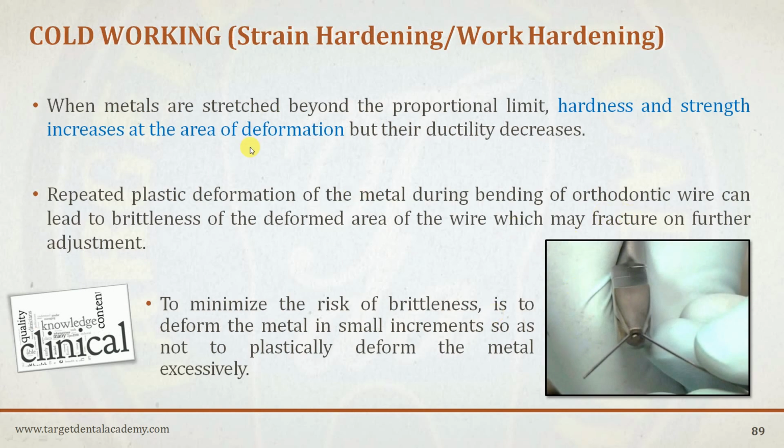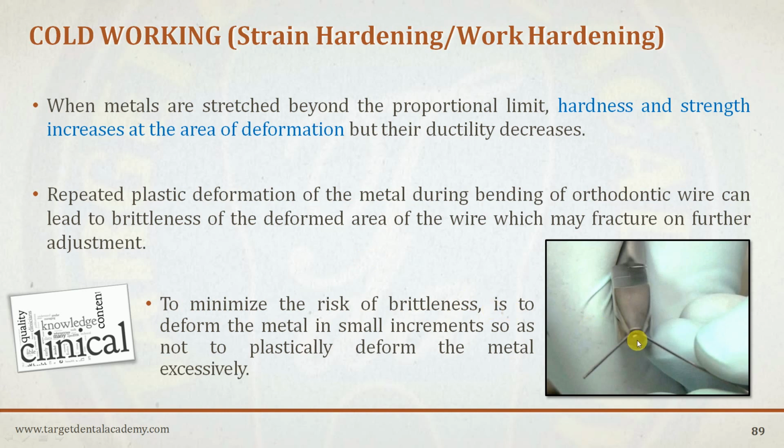So coming on to cold working, that is also known as strain hardening or work hardening. When the metals are stretched beyond the proportional limit, hardness and the strength increase at the area of deformation, but their ductility decreases. Very important. Repeated plastic deformations of the metal during bending of the orthodontic wire can lead to brittleness of the deformed area of the wire, which may fracture on further adjustment.